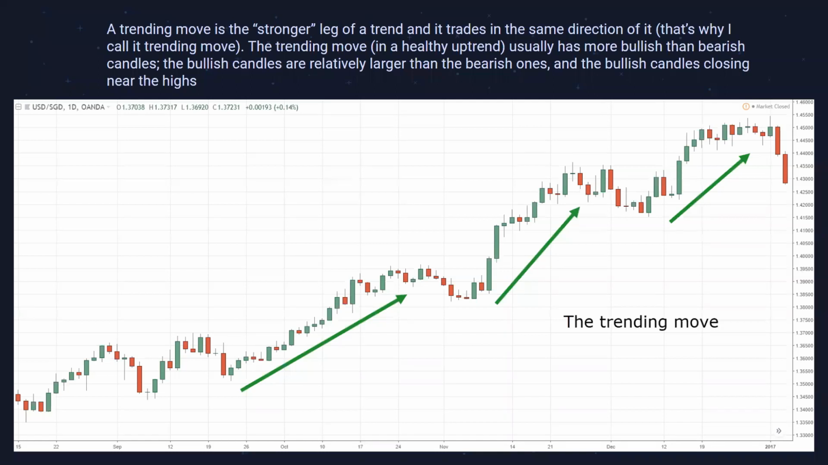A trending move is the stronger leg of a trend, and it trades in the same direction of it. That's why we call it that. The trending move in a healthy uptrend usually has more bullish than bearish candles. The bullish candles are relatively larger than the bearish ones, and the bullish candles close near the high. So if we look, we're noticing that we get more candles that are green, and they're usually a little bit bigger. This is an actual real market.